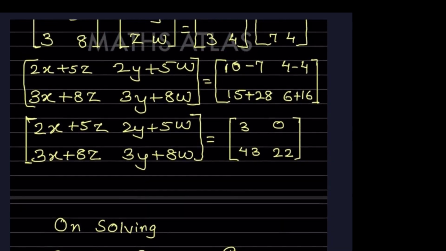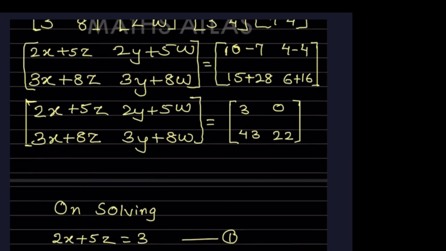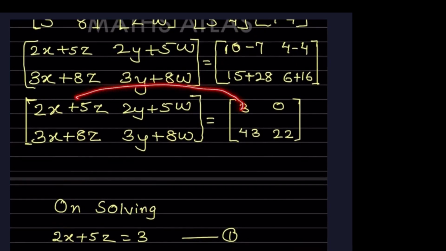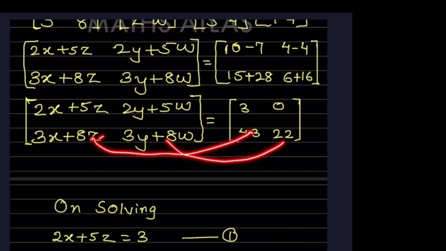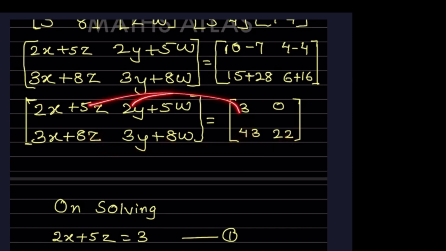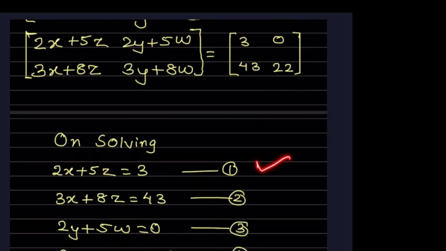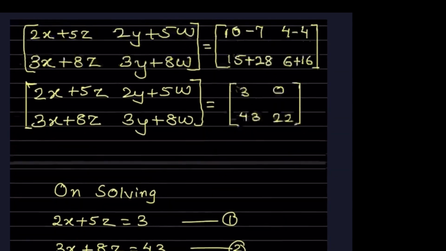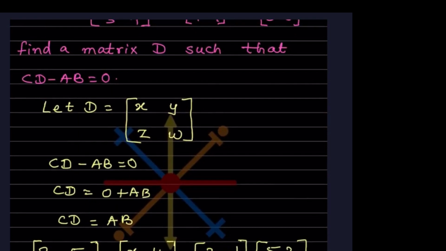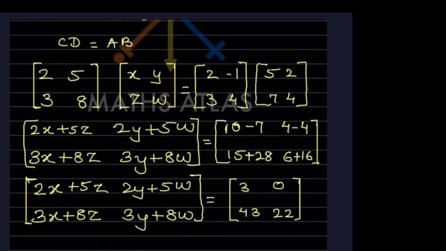So now see here, what are we going to do? This is equal to 3, that is equation 1. This is equal to 0, that is equation 2. This is equal to 43, and the whole thing is going to be 22. So from this we got 4 equations. So we can write, on solving equations 1, 2, 3, we can name it as 4. Now what we exactly want is the value of given x, y, z and w over here.